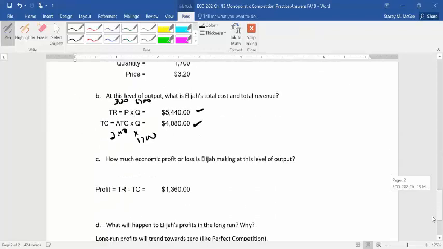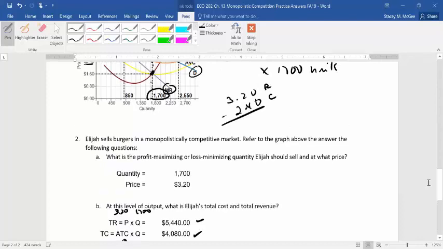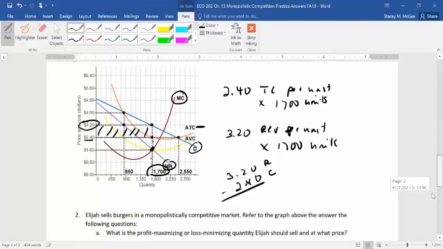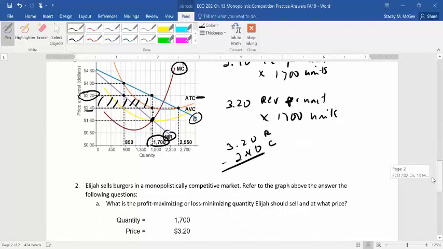And then it asks what happens in the long run. In the long run, it will go back towards that zero economic profit, but the more he can differentiate himself, the longer he can hold on to that economic profit. In perfect competition, it will go back down really quickly, but in here, he can maintain that the longer he can kind of differentiate himself.